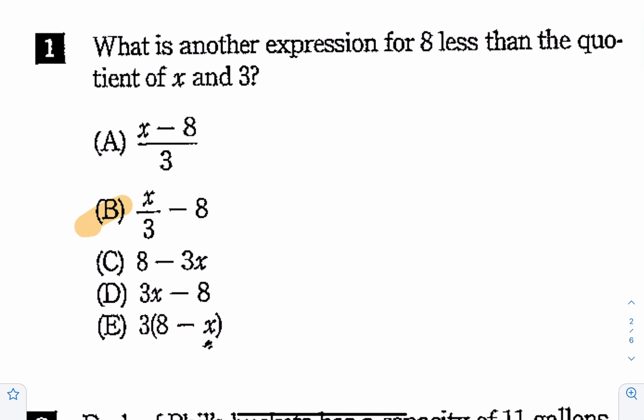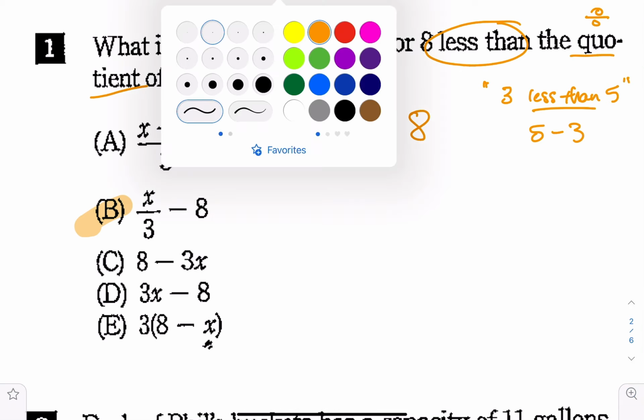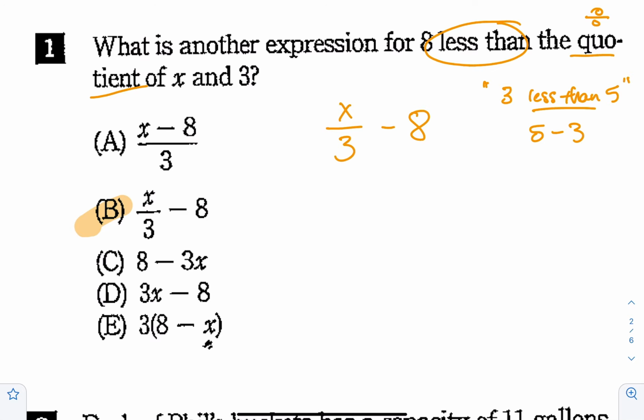For number one, the question says, what is another expression for 8 less than the quotient of x and 3? So here you want to turn the word sentence to a number sentence. First, you have to find the quotient, and quotient means divide. So you have to do x divided by 3. And then the next part is less than, and for less than you have to subtract 8. Remember, for less than statements, you have to switch the order. So for example, 3 less than 5 is really 5 minus 3, not 3 minus 5. So here the answer will be B.